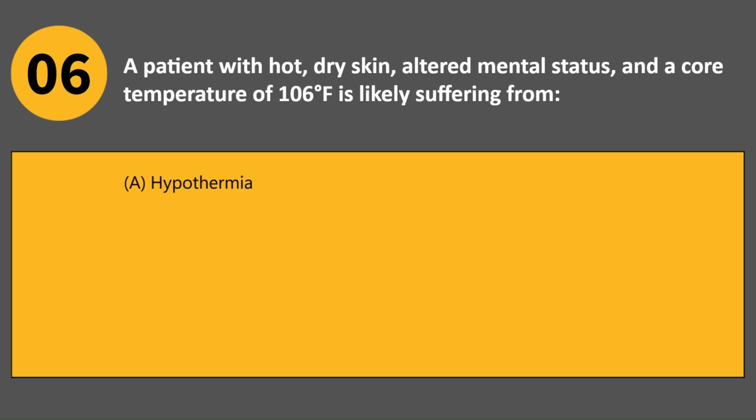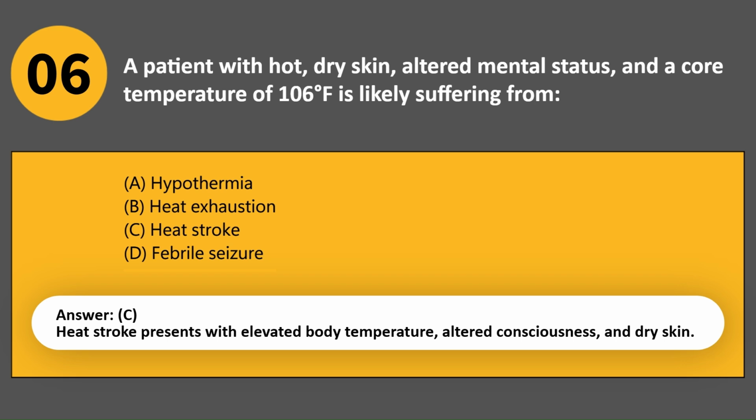A patient with hot, dry skin, altered mental status, and a core temperature of 106 degrees Fahrenheit is likely suffering from A. Hypothermia. B. Heat exhaustion. C. Heat stroke. D. Febrile seizure. Answer: C. Heat stroke presents with elevated body temperature, altered consciousness, and dry skin.